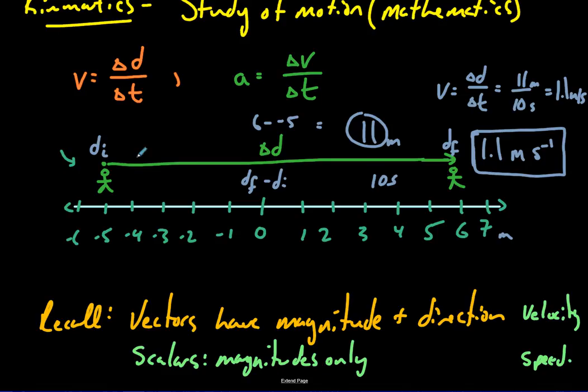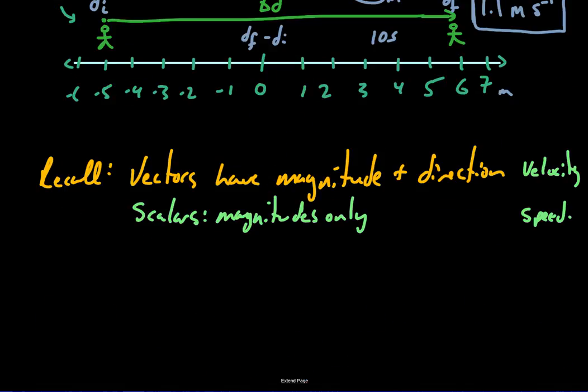Now this is for constant motion, right? But it's possible that this object is speeding up. And just before we do that, one more thing I want to mention is graphing this motion. Actually, let's do that first.